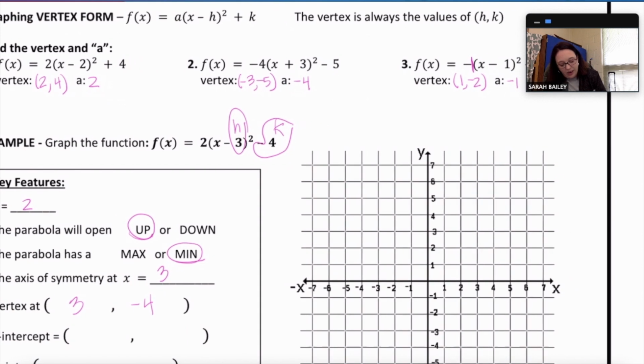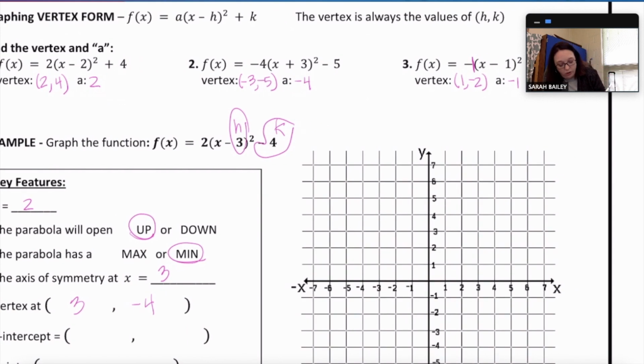So if I did that, I've got 2 times x minus 3 quantity squared. Well, we know that that's going to be x squared minus 6x plus 9, because that was one of those special ones, right? And then I'm going to bring the minus 4. Let me slide this up out of the way. All right, so that's 2x squared minus 12x plus 18 minus 4. So 2x squared minus 12x, and then the 18 minus 4 is 14. Positive 14, so plus 14.